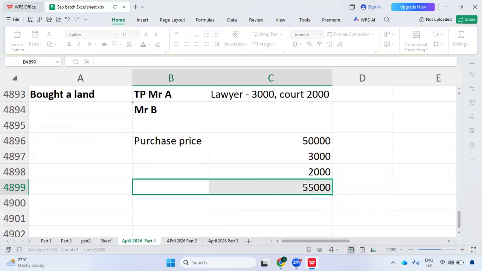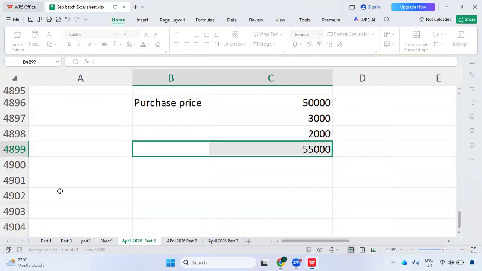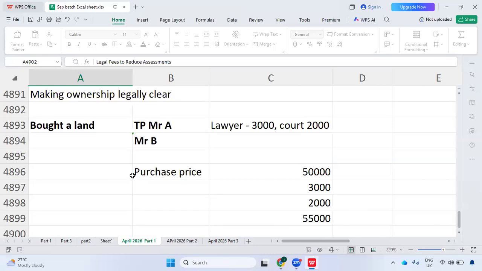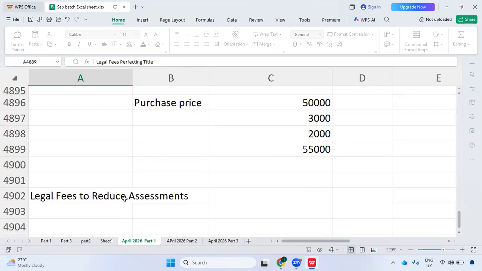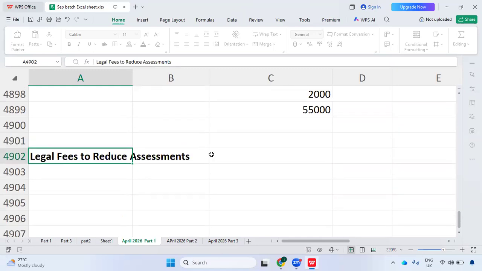And this is another one. Also legal fees to reduce the assessment. So here the previous one is different and the current one is different. Legal fee for perfecting title, this is okay, this will be added. Now here we are paying legal fees only to reduce the assessment.